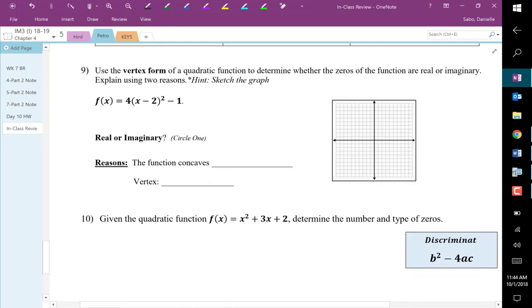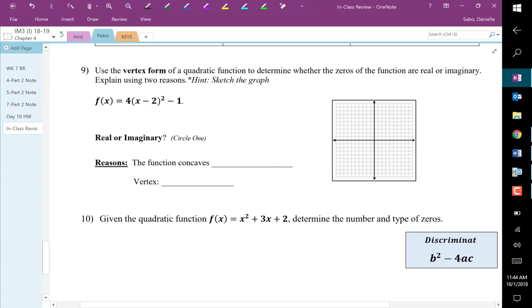All right, then we got 2 more, and then you got a lot of time today and tomorrow. Now, you could use your graphing calculator for this. It's up to you. If not, just try to remember what we're doing here. Use the vertex form of a quadratic function to determine whether the zeros of the function are real or imaginary. So this is all going back to that discriminant that one day that we had. I forgot what day it was, maybe like day 10 or 11.